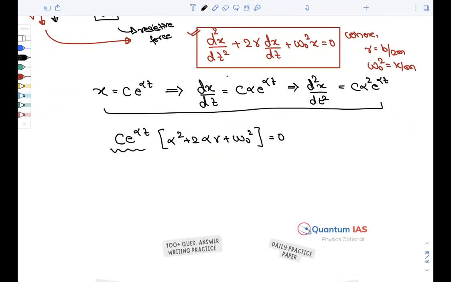Certainly c e to the power alpha t is not equal to 0. So this is the equation that we want to be equal to 0. If you put this equal to 0, you get alpha is equal to minus gamma plus or minus root under gamma square minus omega naught square. Simple.